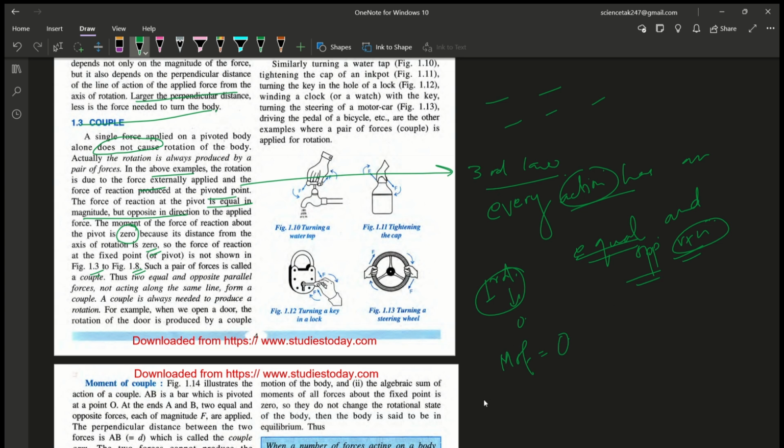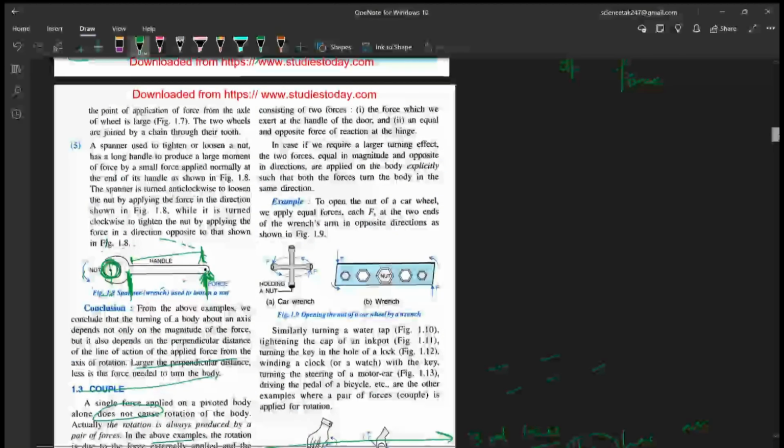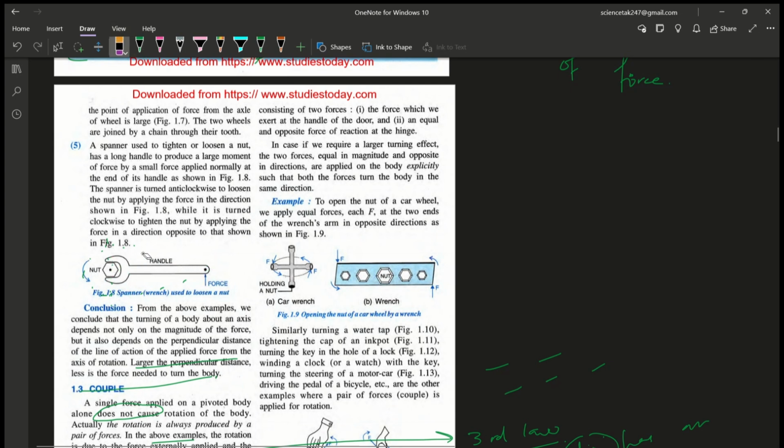Thus, two equal and opposite parallel forces not acting along the same straight line. What are we saying? See, what is happening is, say, in case of the spanner, let me just rub this for you guys so that you can understand better. Now, I am applying a force in this direction.